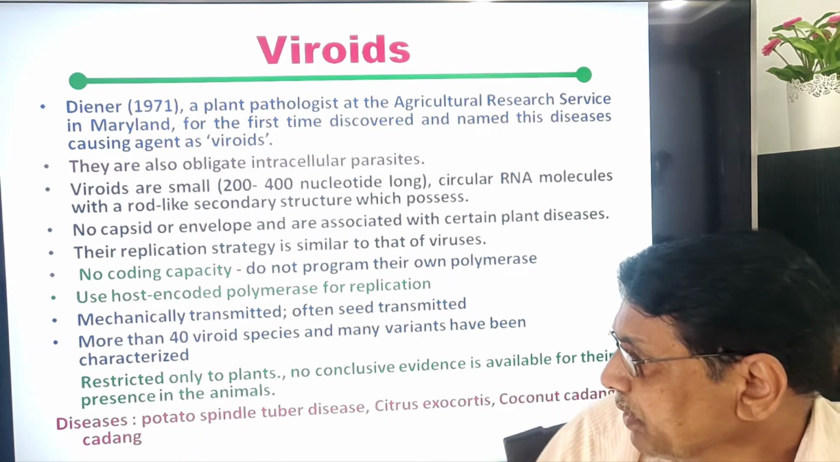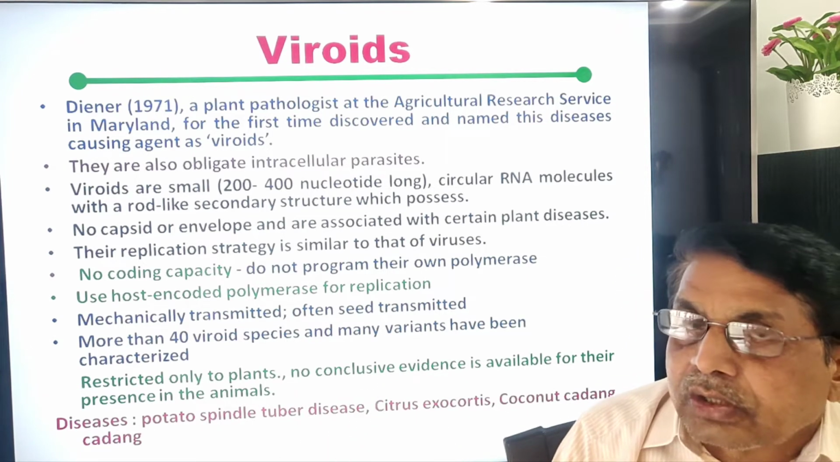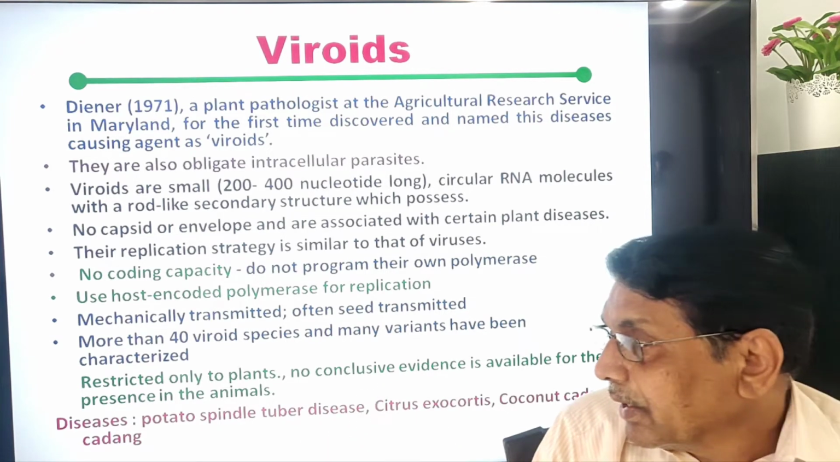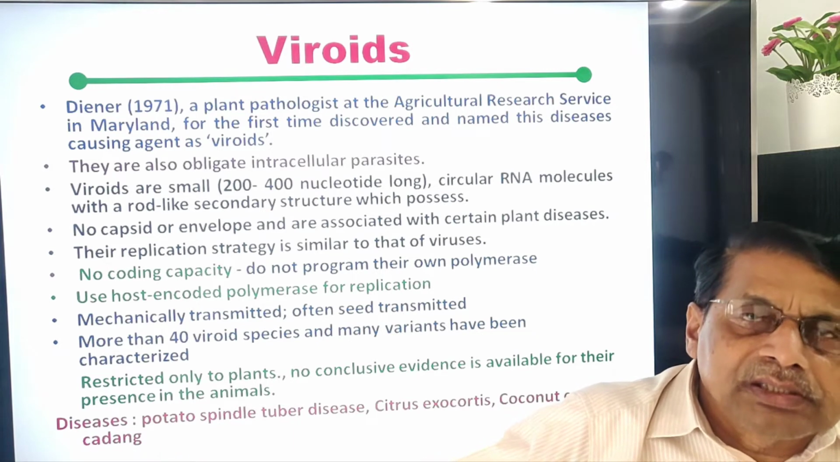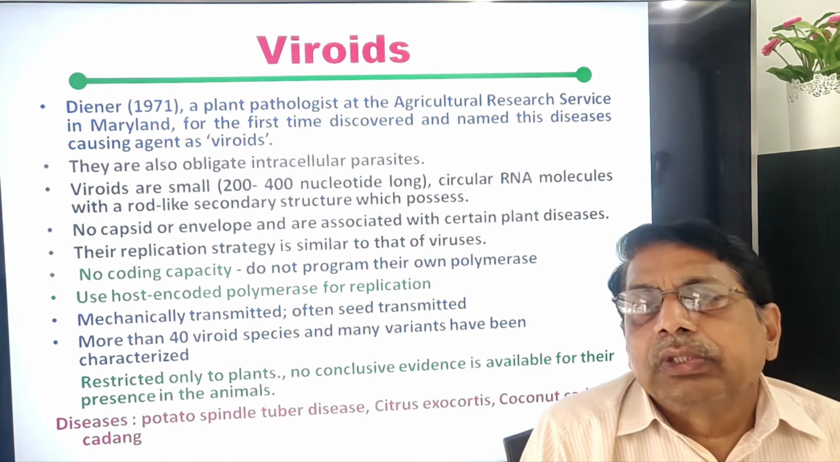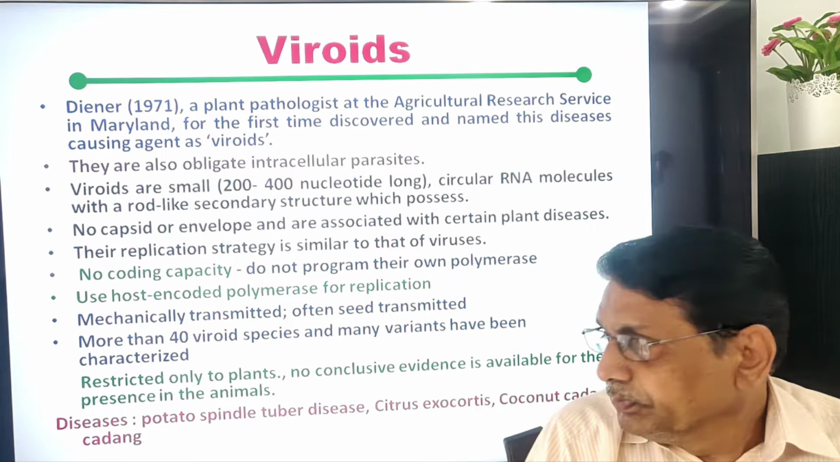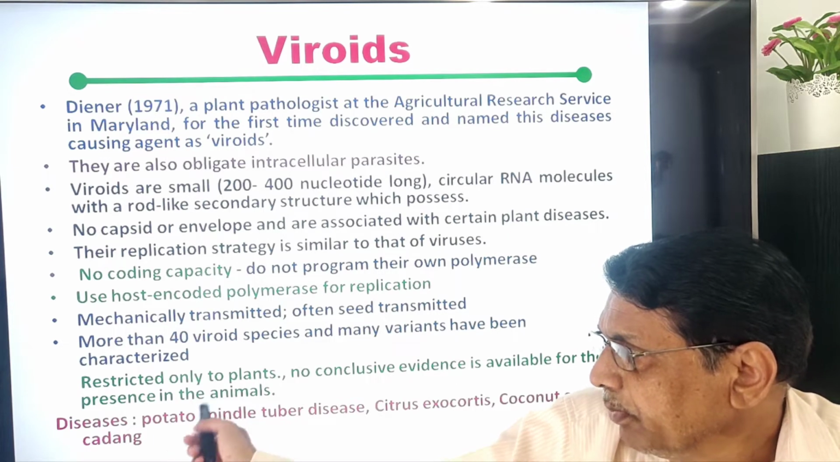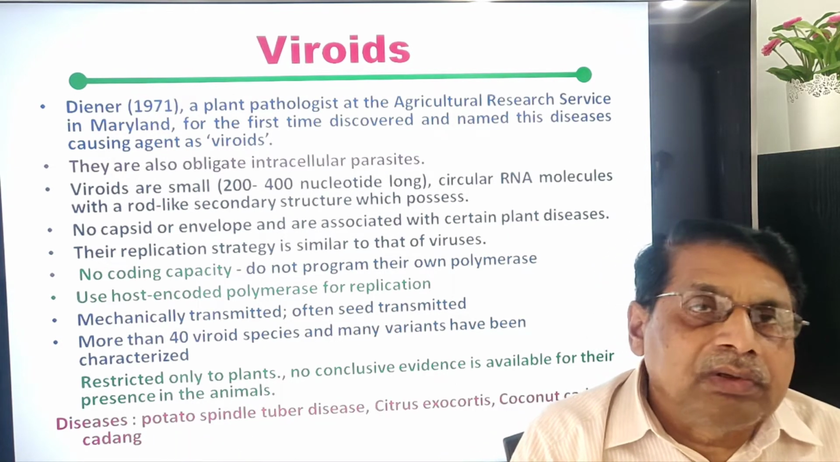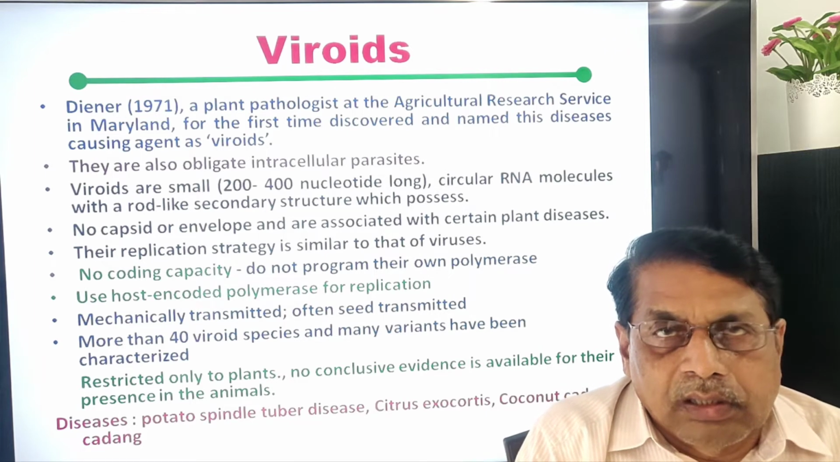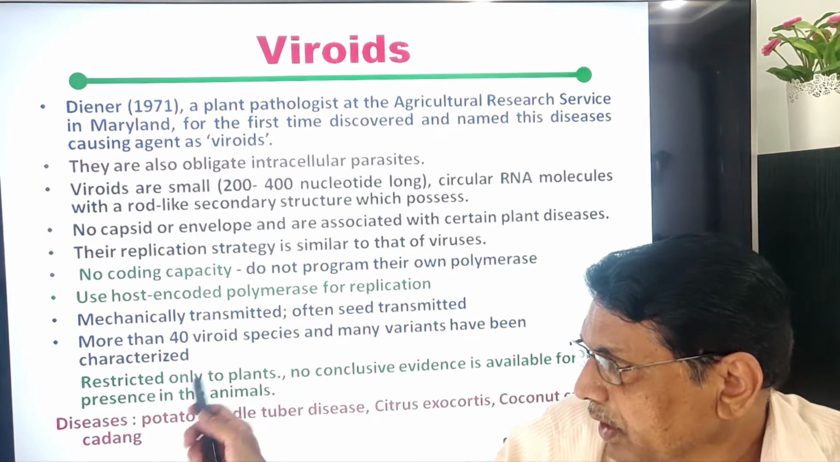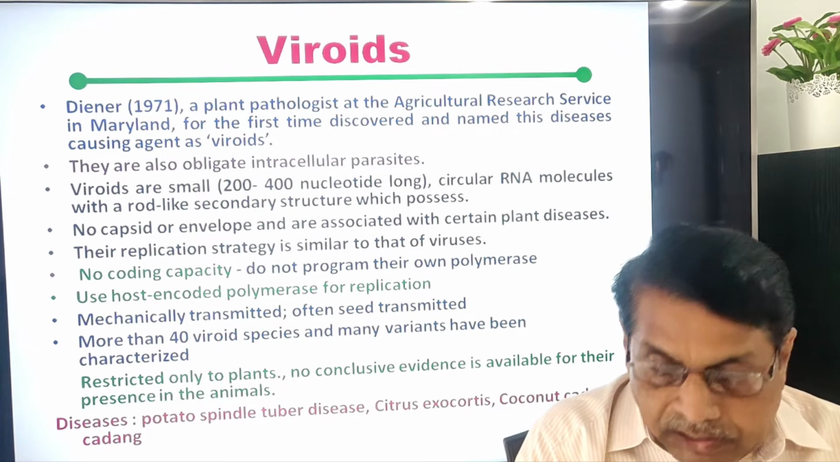Diseases: potato spindle tuber disease, citrus exocortis, coconut cadang-cadang. There are so many other diseases, but here I gave you 3 examples. Potato spindle tuber, this is very important. A large amount of work has been carried out on this.